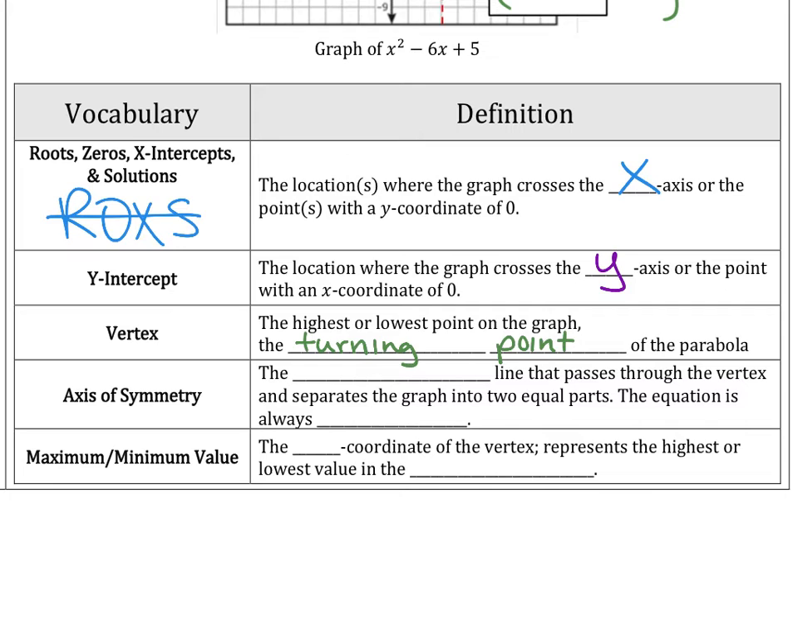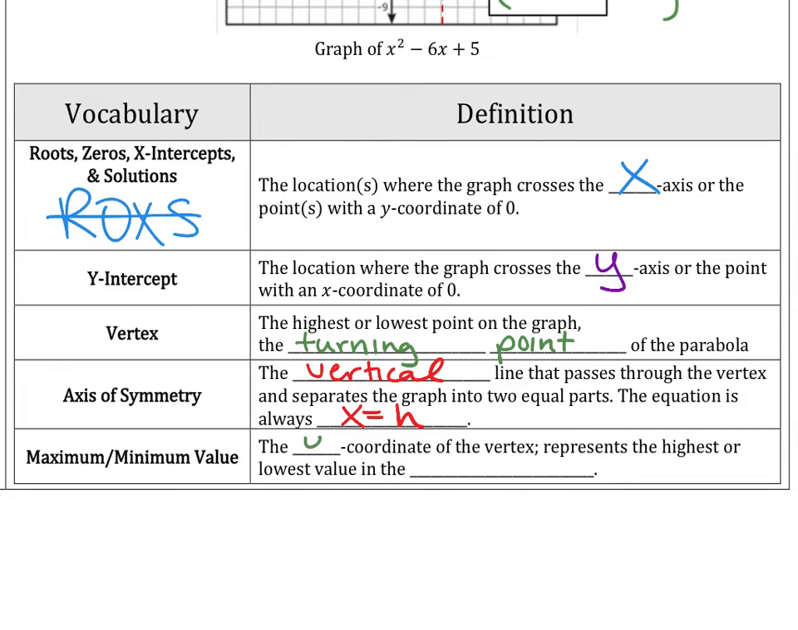Then you have the axis of symmetry. That is the vertical line. It's invisible, but we know it's vertical, so it's a line that passes through the vertex and separates the graph into 2 equal parts. The equation is always x equal to some number. We're just going to use h as a placeholder right there: x equal to h.